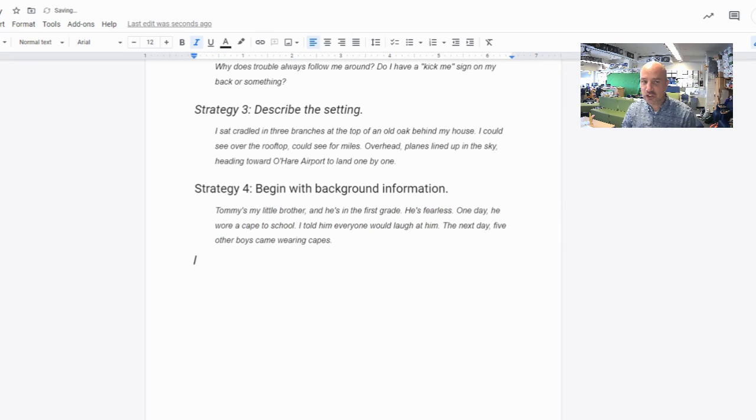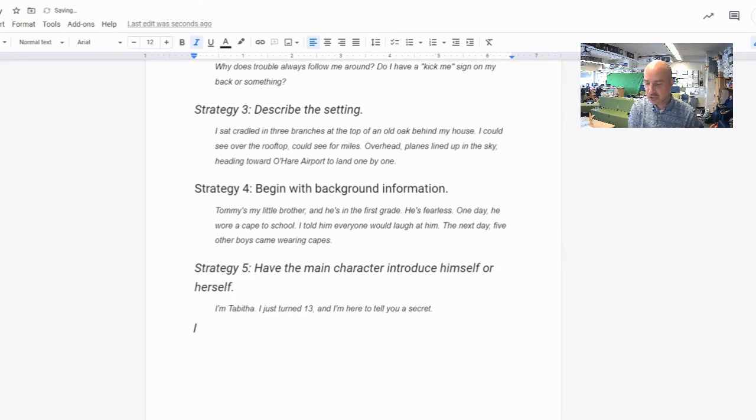And the last, strategy number 5, is have the main character introduce himself or herself or themselves. So this could say something like, "I'm Tabitha, I just turned 13, and I'm here to tell you a secret." So the character is introducing themselves, right? These are all decent ways. You can combine these. You could just go with your own strategy if you want to, but you really do want to think about how to start it out.